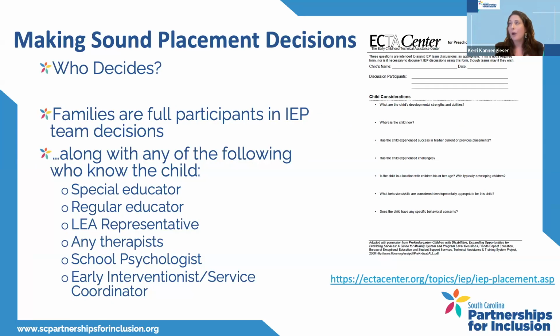And remember, we know who makes these decisions. We know it is a full team. And like Melissa said early when we started, it's not based on what we have available, it's based on the individual needs of that child and making sure that families are included as full participants for those decisions. And knowing that we have all of the folks that know the child, right? Their special educator, their general educator, we know we need an LEA representative, et cetera, and so on. So this is a helpful tool that's also on the Padlet in really helping us think about those IEP decisions.